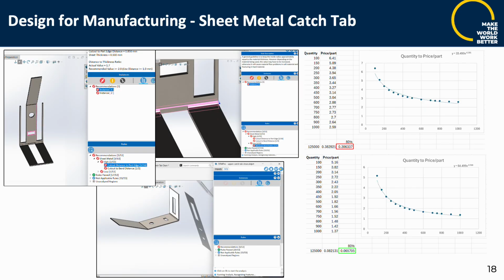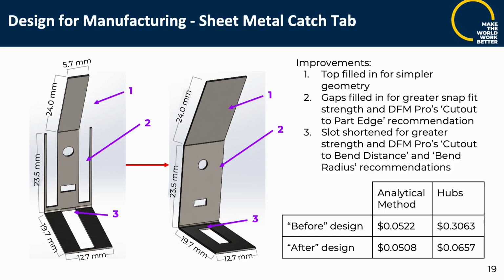DfM Pro found the cutout distance to part edge, the cutout distance to bend, and the bend radius to be some problems here. Those were fixed with our redesign. The improvements we made were filling in the top for simpler geometry, as well as filling in the sides to help with the cutout to part edge recommendation, and shortening the slot for greater strength to fix the cutout to bend distance and bend radius recommendations.